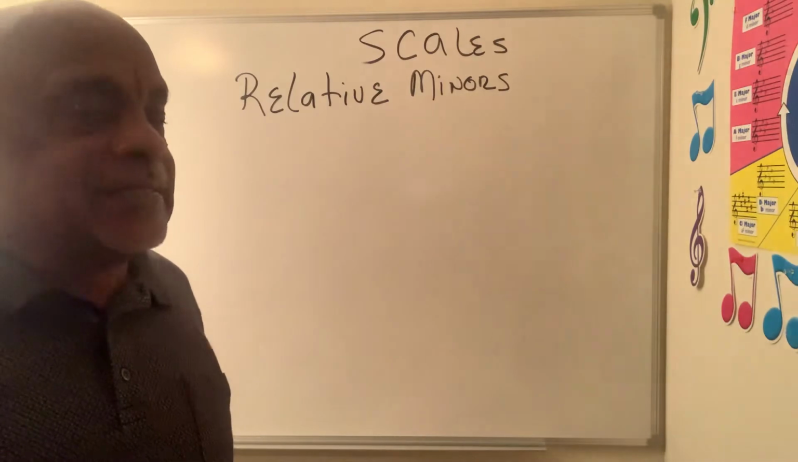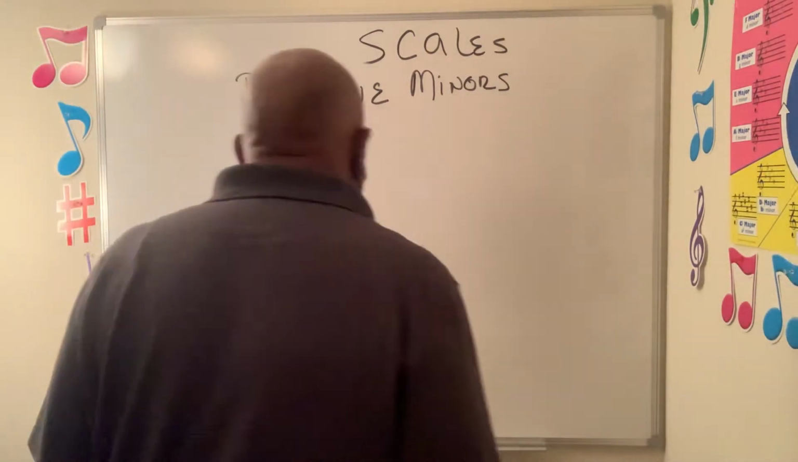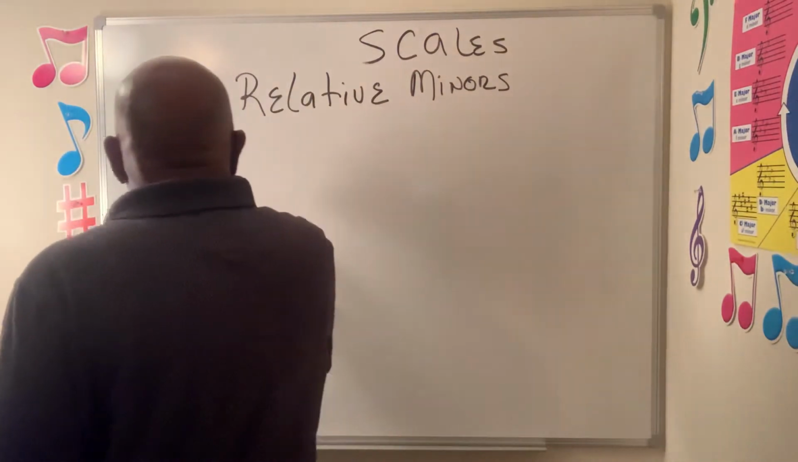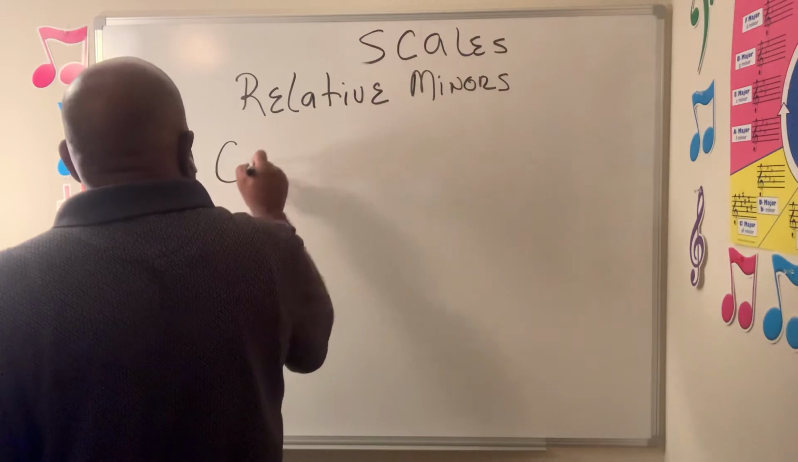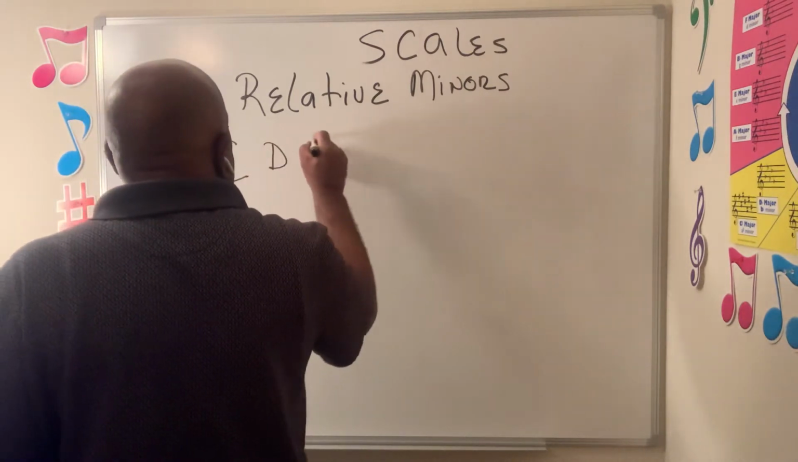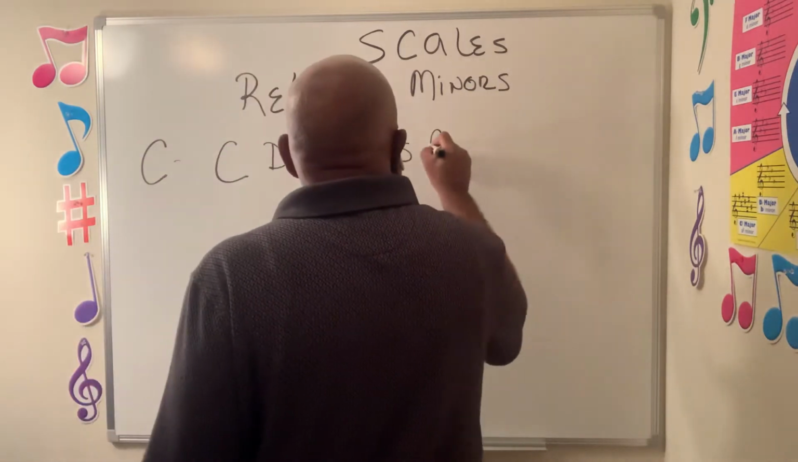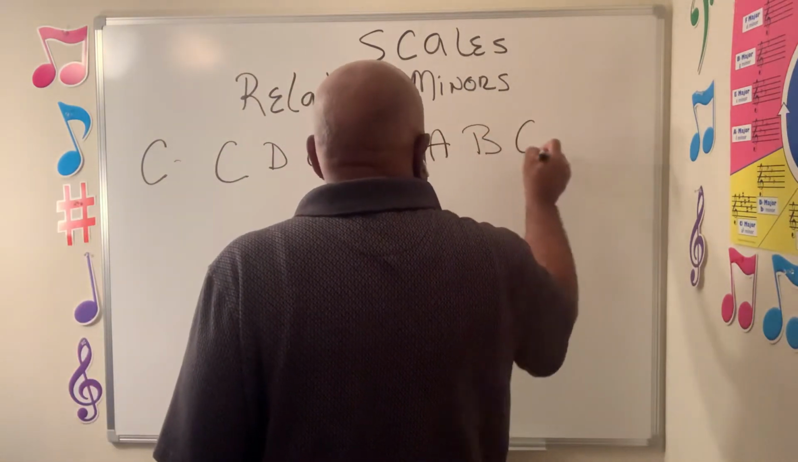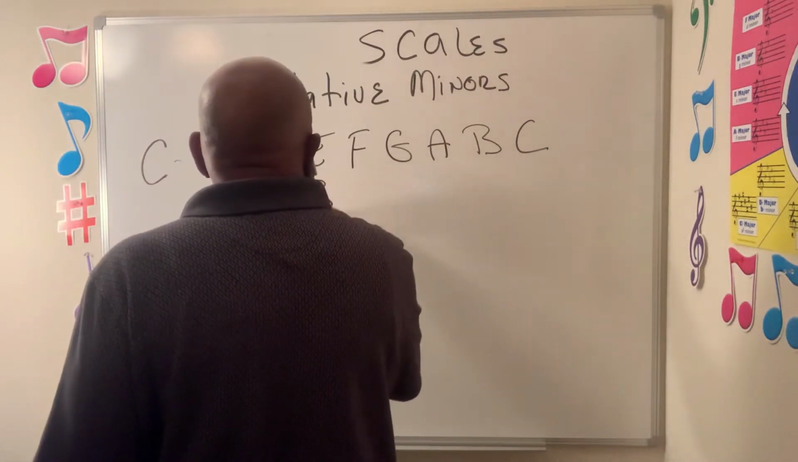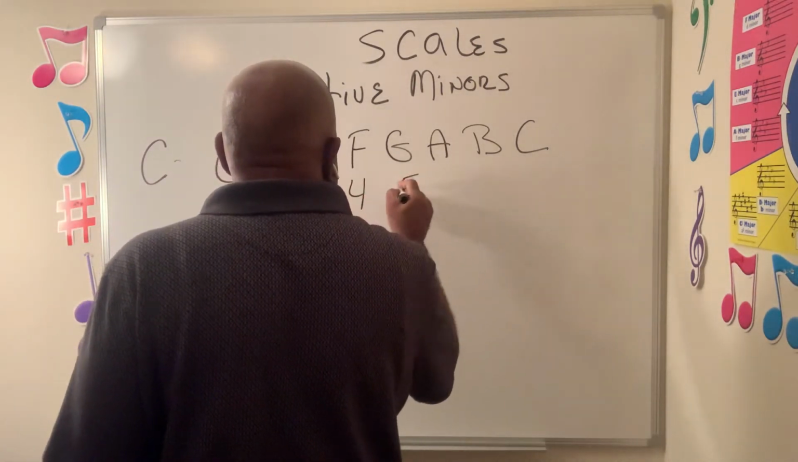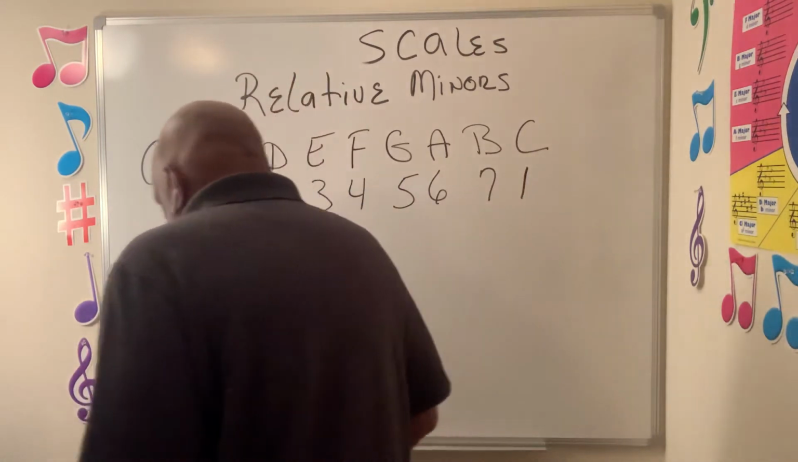Now I'm going to take an easy key, an easy scale to show you how we get there. All right, let's take the key of C major. No sharps, no flats. So that's C, D, E, F, G, A, B, C. 1, 2, 3, 4, 5, 6, 7, and back to the 1 again.